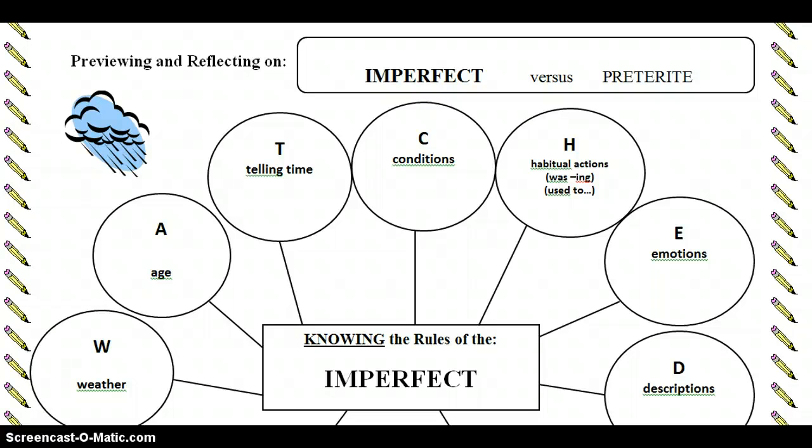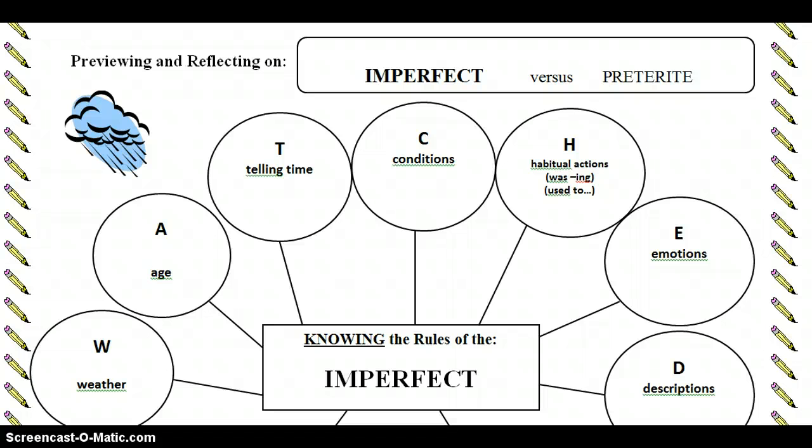The nice thing about the imperfect and the preterite is that they both come with a catchy little acronym to help you remember the rules for when to choose which one. So starting with the imperfect, and this is going to be on your green paper, we're going to start with the acronym WATCHED.